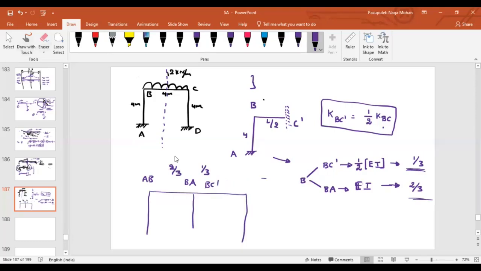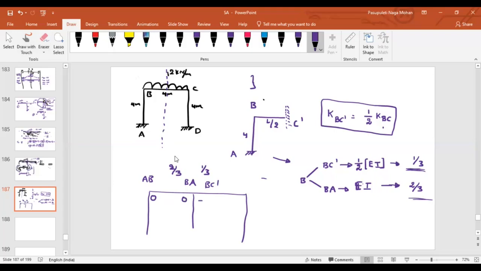What are the fixed moments here? For AB, 0. For BA, 0. For BC dash, how much? You have to consider the original moments only towards that joint. How much will it be? Already we have found out.